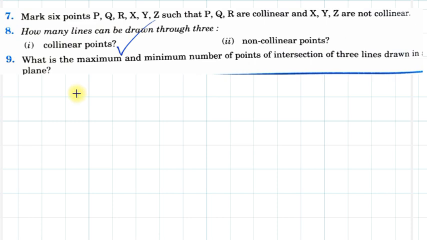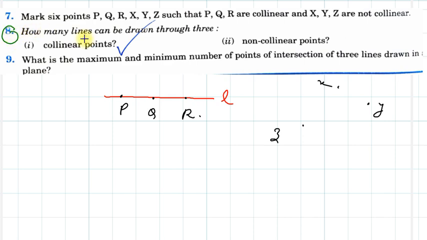Next, mark 6 points P, Q, R and X, Y, Z such that P, Q, R are collinear and X, Y, Z are non-collinear. So we draw a line here. P, Q, R, like this, are collinear on the same line. X, Y, Z are non-collinear. We can put X, Y, Z. These are non-collinear.